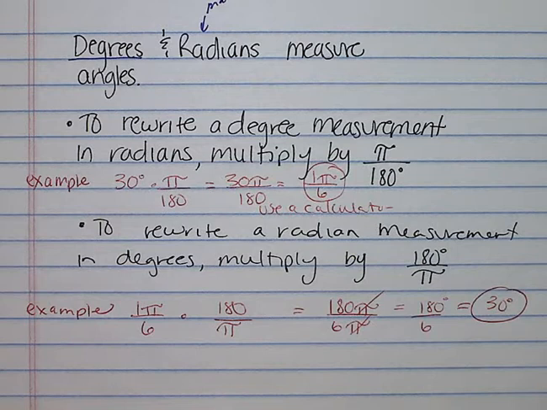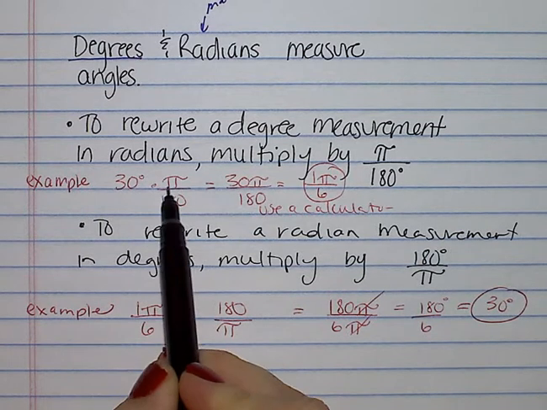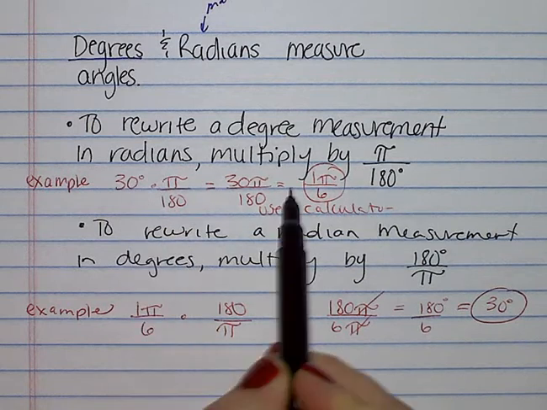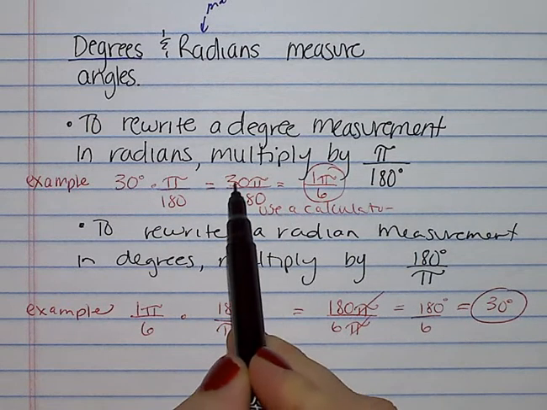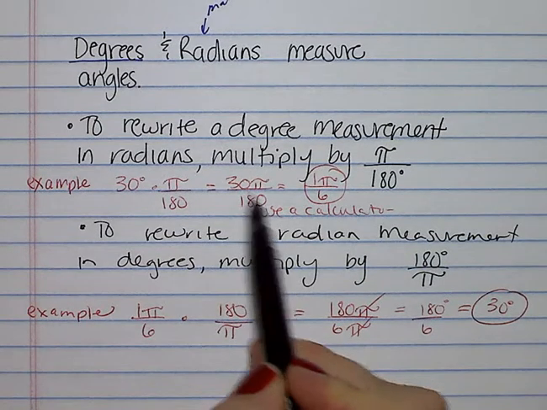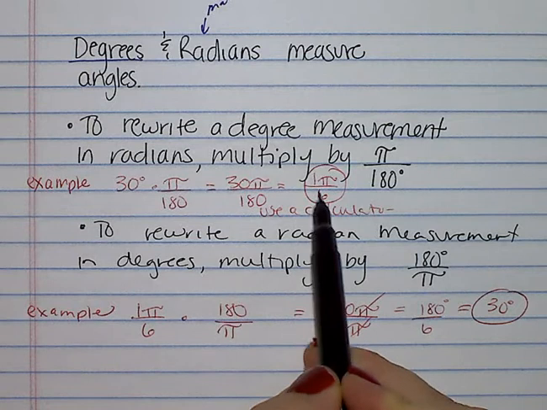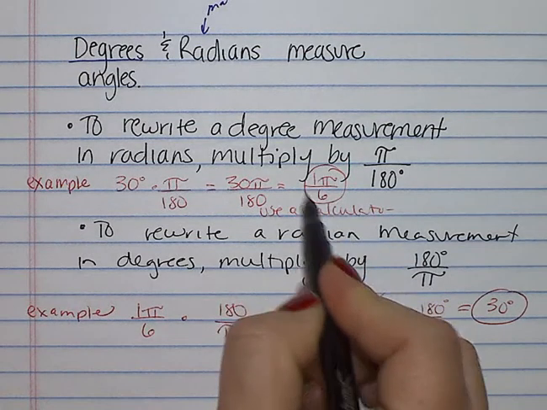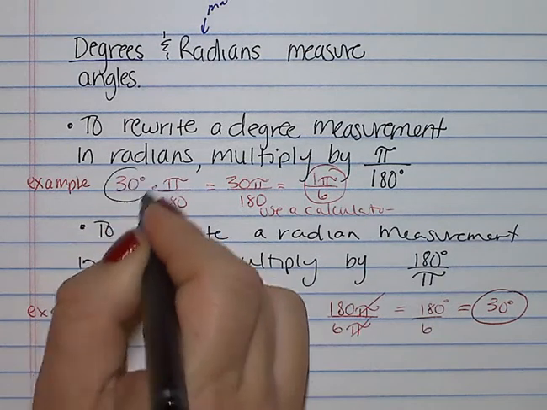So for an example, if I give you 30 degrees and I say, please convert it into radians, I'll multiply by pi over 180. I'll push the numerators together, and then I'm going to take 30 over 180. There's multiple ways you can do this, but ultimately you're going to reduce the 30 over 180. So the zeros can cancel out, and 3 over 18 reduces to 1/6. So 1 pi over 6. This radian measurement is equivalent to this degree measurement.